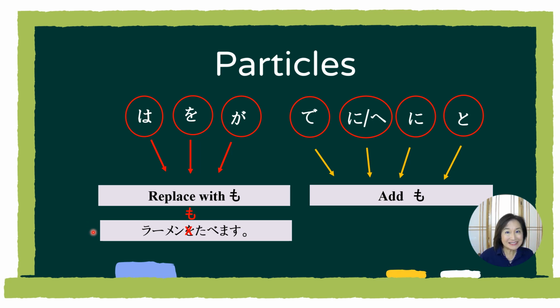And does that make sense? Okay, now let's move on to double particles. When using particles like で, に or へ, and と, we don't replace them with も. Instead, we add も alongside these original particles, creating double particles. So let's look at some examples.